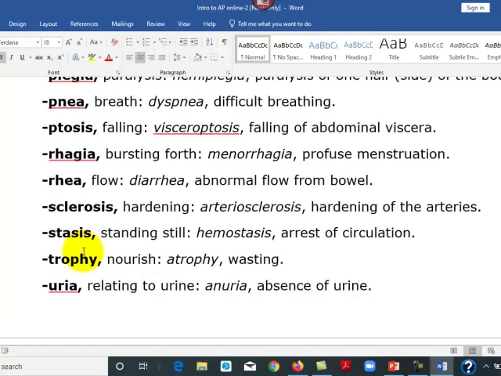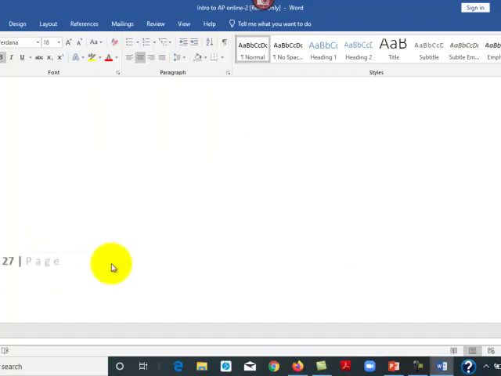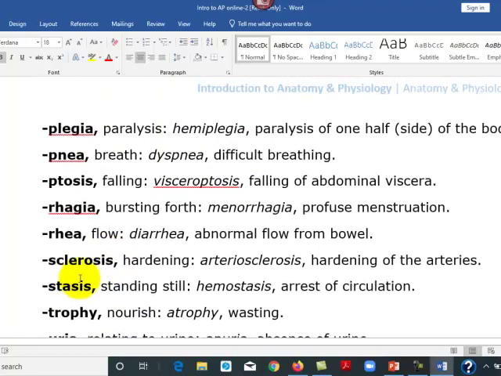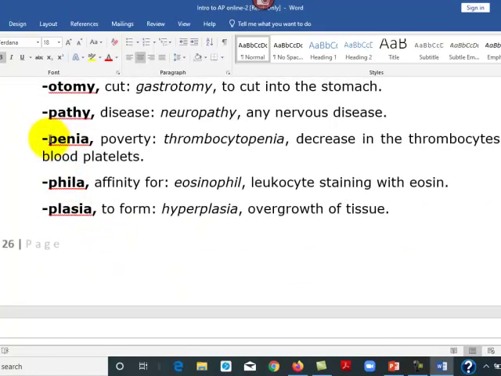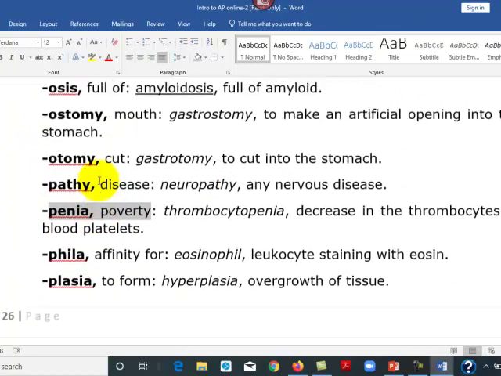Read through this list. You are going to have some of these on your first exam or quiz. Rhea means flow. Trophy means to nourish. And that's kind of the end. Urea refers to urine, but you get the idea. So just these areas, I can highlight that. So right there, see that?